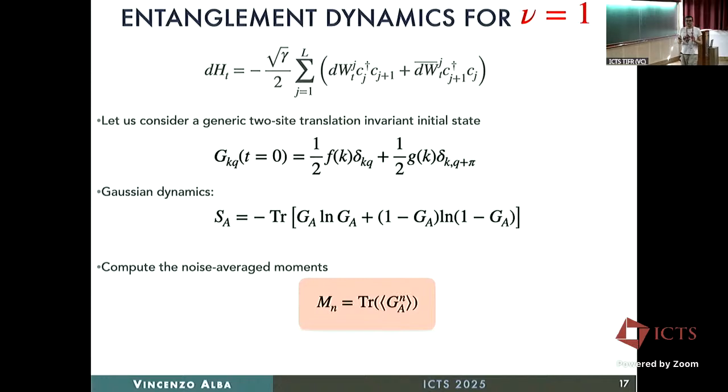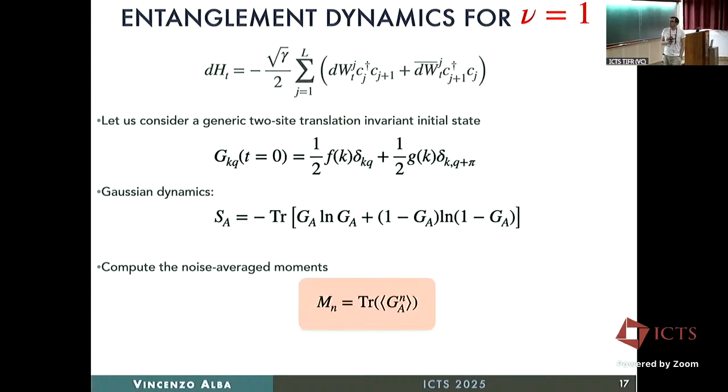This is a horrible calculation. The way you do it actually dates back to a paper of Maurizio Fagotti in 2008. A similar strategy applies here. So you first compute the moments, G_A to the power n, noise averaged. And then if you know the analytic dependence on n, you can essentially get any analytic function of G_A, even the von Neumann entropy, which is given by this.